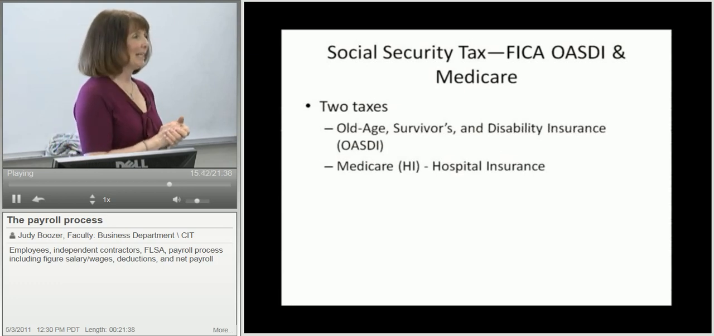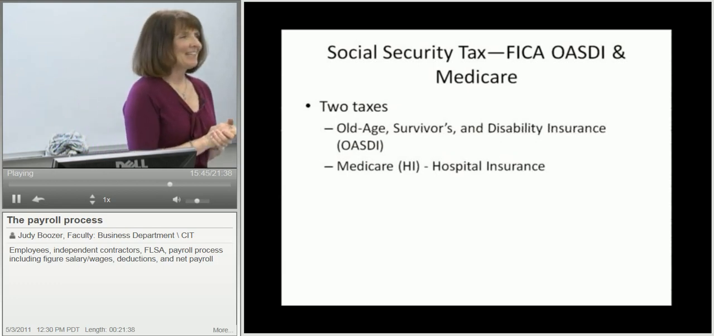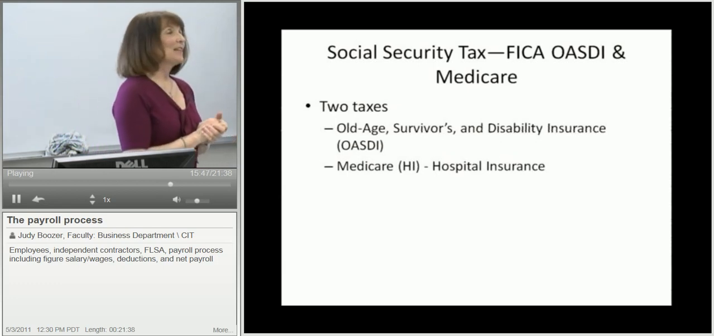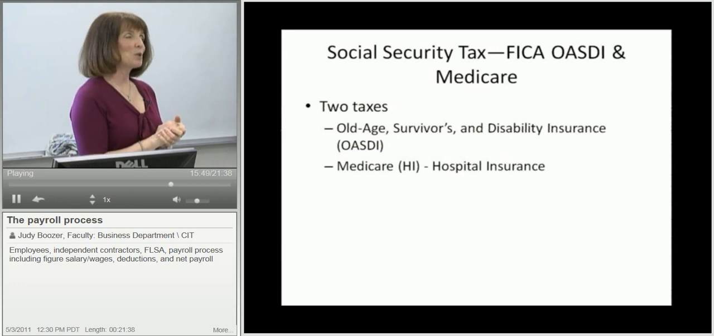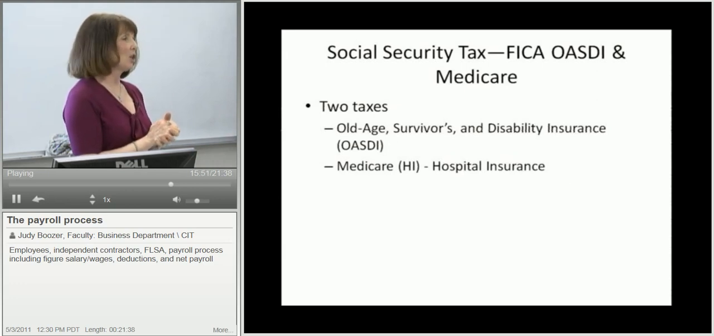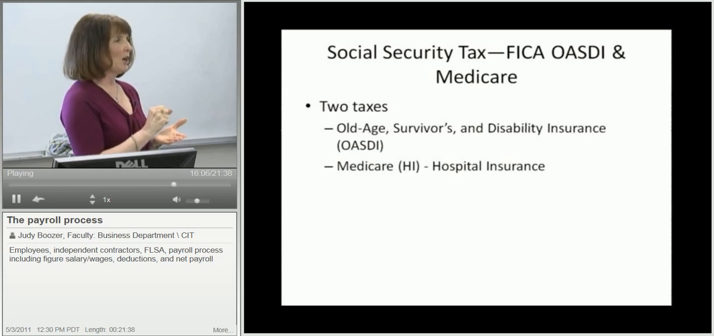It's not 6.2%, luckily. Effective January 1st, it was reduced. First time in as long as I can remember. It is currently at 4.2%. Your book will tell you 6.2% because that's the way it's been forever. 6.2% gets taken out from your paycheck for FICA OASDI.